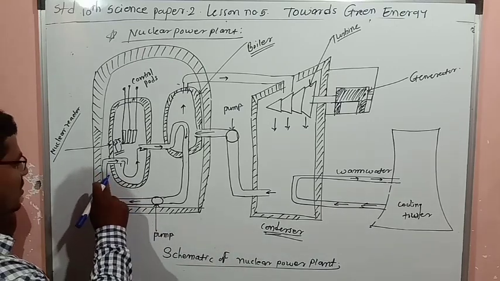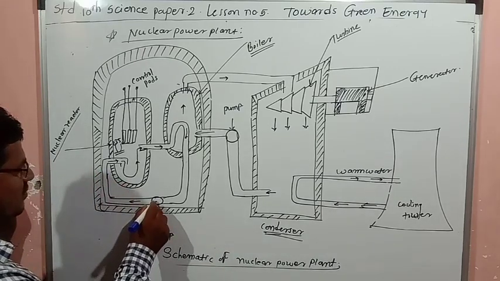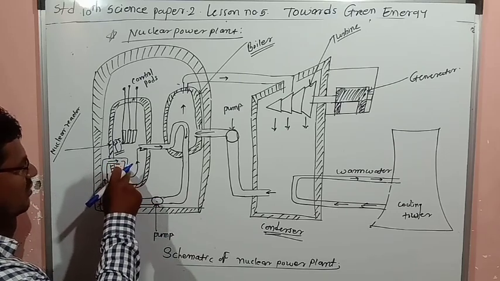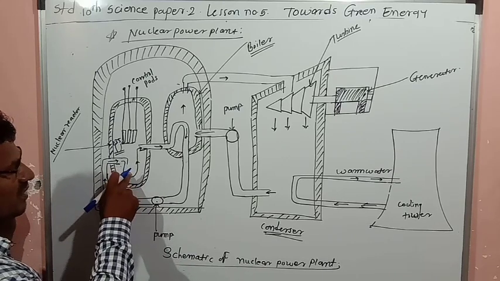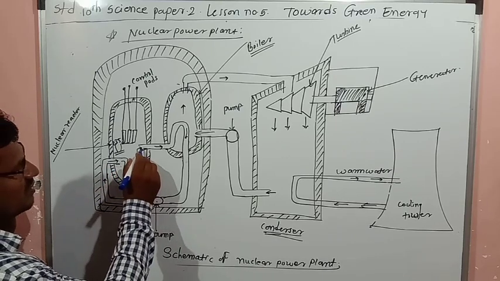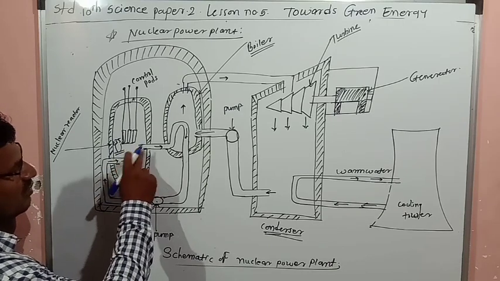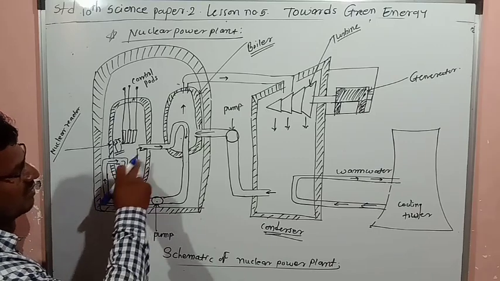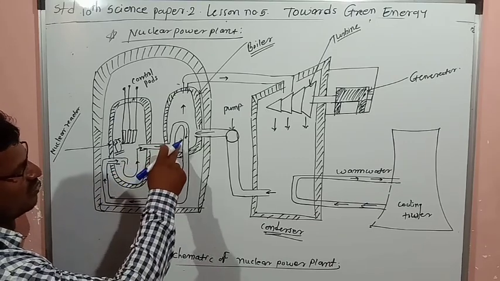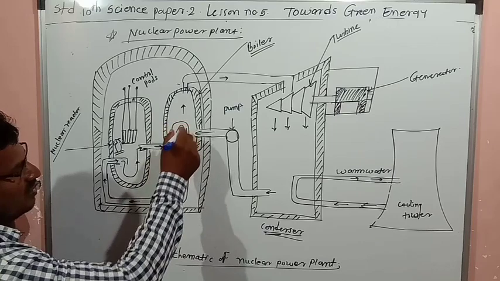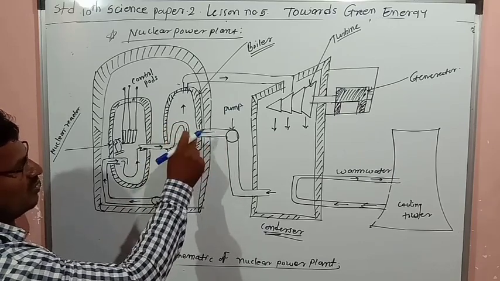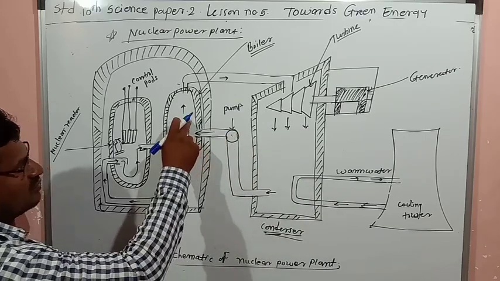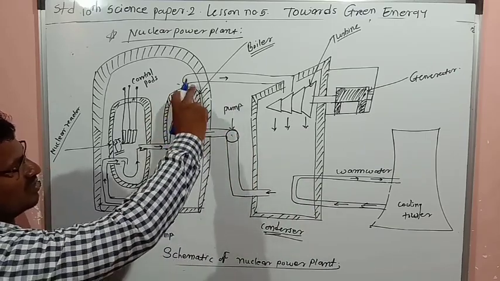In the reactor, water is inserted with a pump. Water is taken inside the reactor, and this water will get heated and steam will be formed. That hot water or steam will go from the nuclear reactor to the boiler. In the boiler, another water is there, coming from the outside pump, and this water will get converted into steam and is utilized for the turbine.